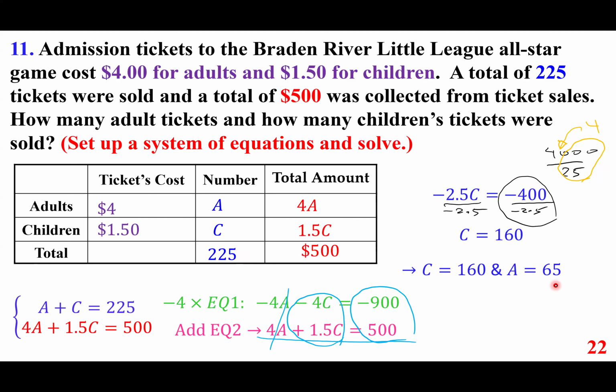And of course, as usual, you really have to check. And the way it checks is with this second equation. So obviously A plus C is 225. That's what we use. Now you want to put it into the second equation, make sure you get $500. That's how you check this, everybody.